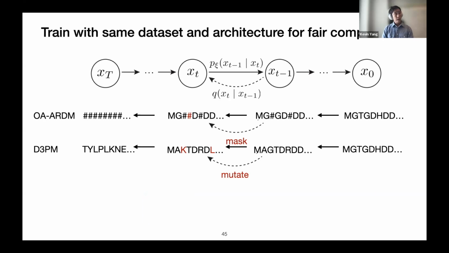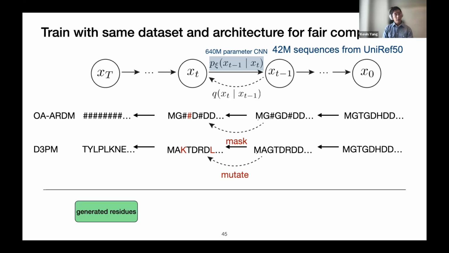And we're going to train all three of these variants with the same data set architecture so that we can make fair comparisons along with some baselines. And our base architecture is a 640 million parameter CNN. We're going to train on 42 million sequences from UniRef 50. And we're going to look at how realistic the generated residues are individually.